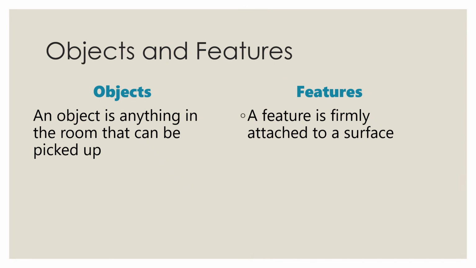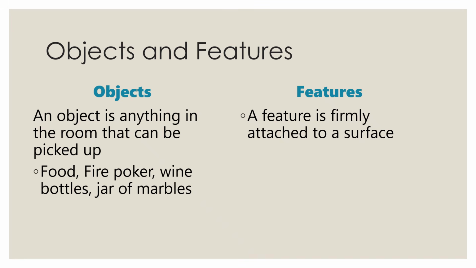So one way to level up your rooms is by using objects and features. When I say objects, I mean an object is anything in the room that can be picked up, and a feature is firmly attached to a surface. So objects could be food on a table, a fire poker in a blazing fire, wine bottles that are begging to be picked up and smashed over someone's head, or a jar of marbles that are inviting someone to pick them up and scatter them on the floor.